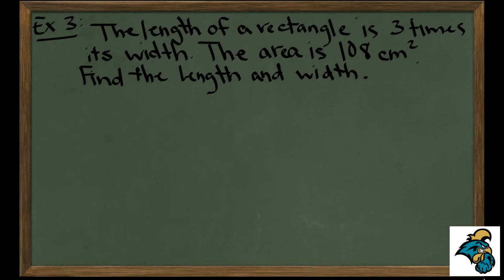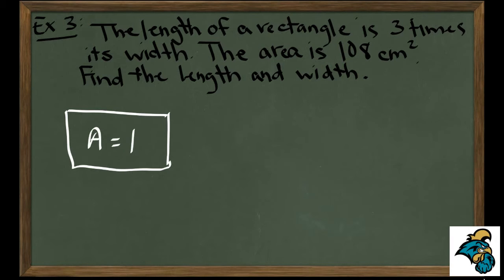Example 3. The length of a rectangle is 3 times its width. The area is 108 centimeters squared. Find the length and width. So the first thing I'm going to do is just draw a rectangle. I know that the area is equal to 108 centimeters squared. And then I have my width and my length. I know that area is equal to length times width.